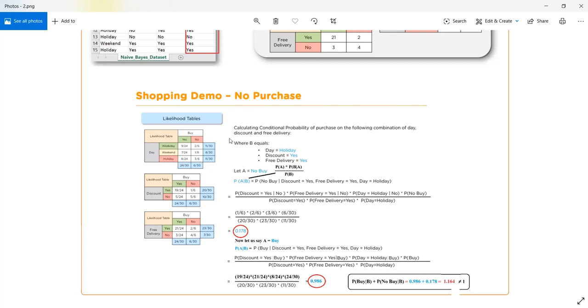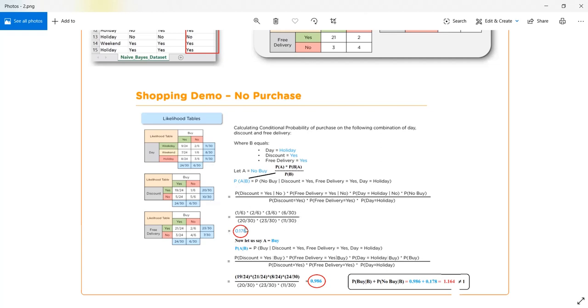Probability of no buy is 6 by 30. It is the same across all the likelihood tables. Again, probability of discount is equal to yes. Out of 30 days we have given a discount on 20 days, so 20 by 30 goes here. Probability of free delivery is equal to yes. Out of 30 days, on 23 days we have given free delivery, so this is 23 by 30. This is an unconditional probability. And probability of day is equal to holiday is 11 by 30. It will go here.